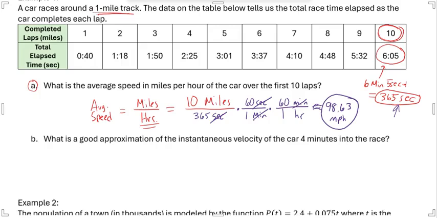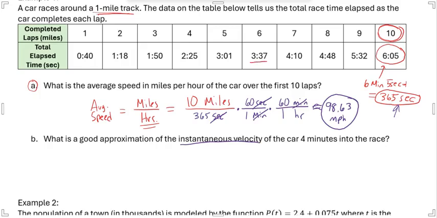Of course, it doesn't mean that the car always went 98.63 miles per hour, like a cruise control. That's just the average. B, what is a good approximation of the instantaneous velocity? Now, that's our derivative. That's like that snapshot of that horse crossing the finish line that I showed you earlier. 4 minutes into the race. So if we go up to the table and maybe highlight that box, 4 minutes into the race. Oh, I'm sorry, that's 4 laps. Let me erase that. We're looking at the 4-minute mark, so we've got to look at the minutes.